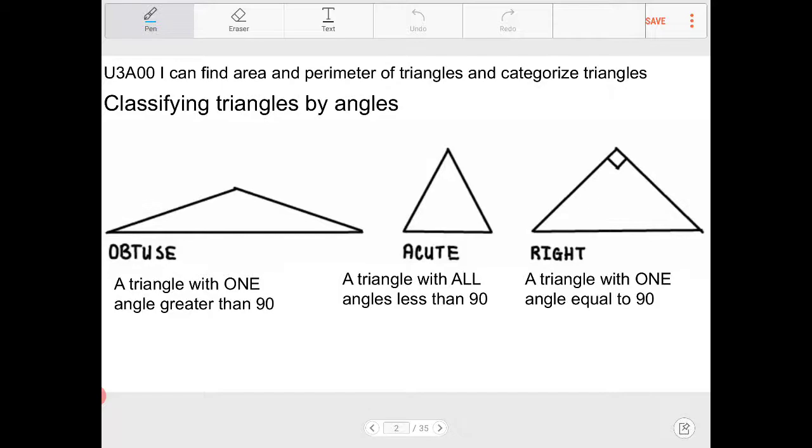So we can certainly classify triangles based on their angle measures. If the triangle has an obtuse angle, an angle that's greater than 90, then we refer to this triangle as an obtuse triangle. If all the angles inside of a triangle are less than 90, this is referred to as an acute triangle because all the angles are acute. If there is at least one angle inside of the triangle that is a 90-degree angle or a right angle, then this is referred to as a right triangle.